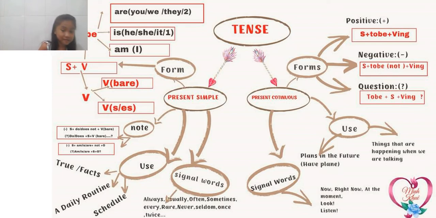So let's talk about the use of them. We use them to talk about plans in the future. And remember, those plans have been planned before. We have already known that, okay, it will be true. Yes, and things that are happening when we're talking. Like, okay, I'm reading a book. And maybe you say, okay, Hui is reading a book. Yes, right.